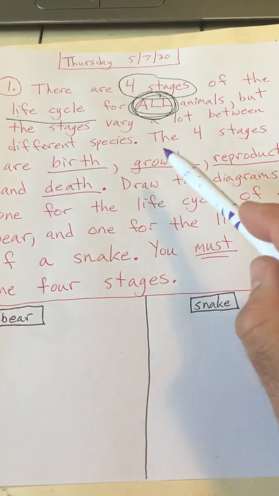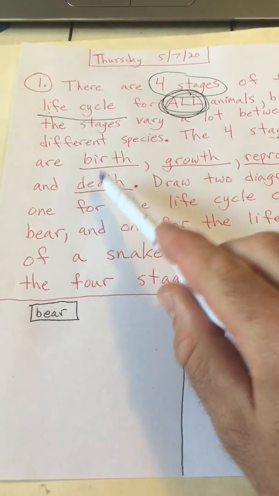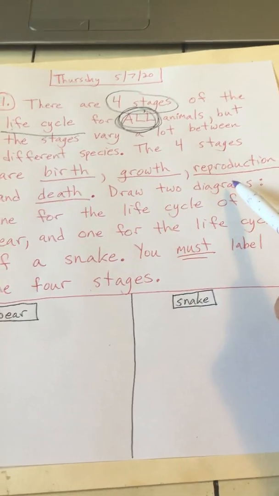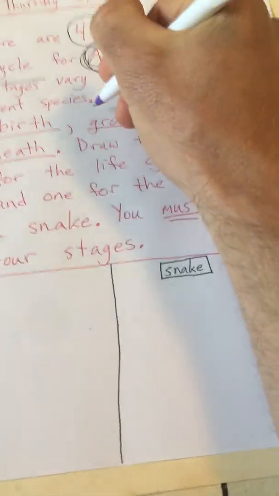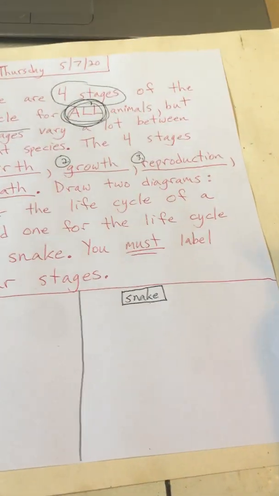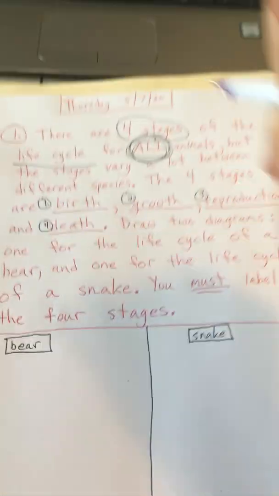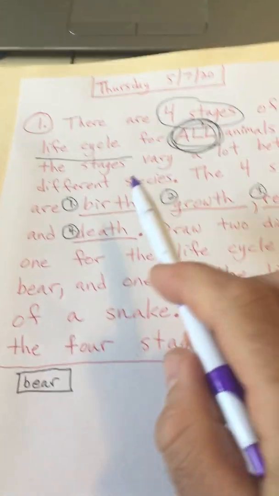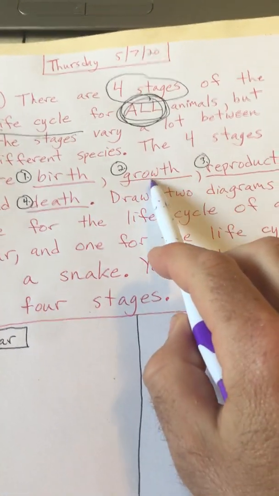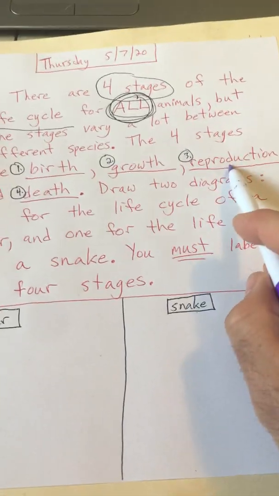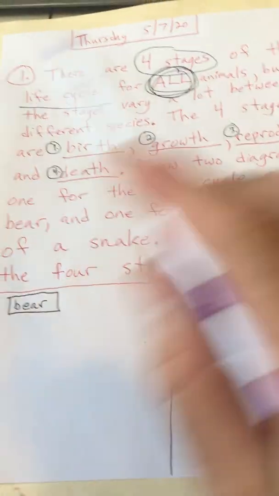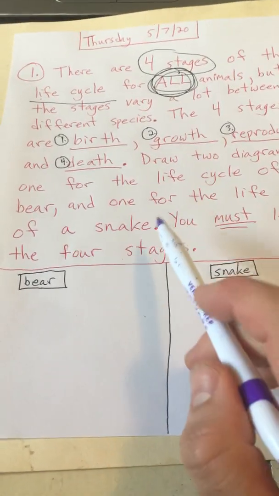Okay, the 4 stages are birth, growth, reproduction, and death. So stage 1, birth. Stage 2, growth. Stage 3, reproduction. Stage 4, death. Okay, and if we even think about butterflies, they go through those 4 stages as well. They are born, they grow like a caterpillar, then the butterfly reproduces and lays more eggs, and then they die, right? So all animals go through these 4 stages.